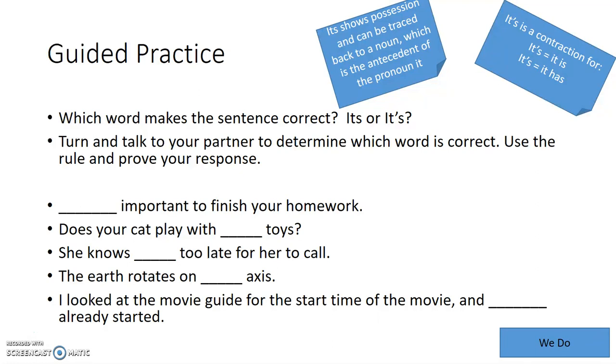Teachers, you can review the rest of these sentences for your guided practice with your students. Allow them to turn and talk, and then come up with not only which its to use, but the proof. How do they know that they're correct? You can pause the video at this time.